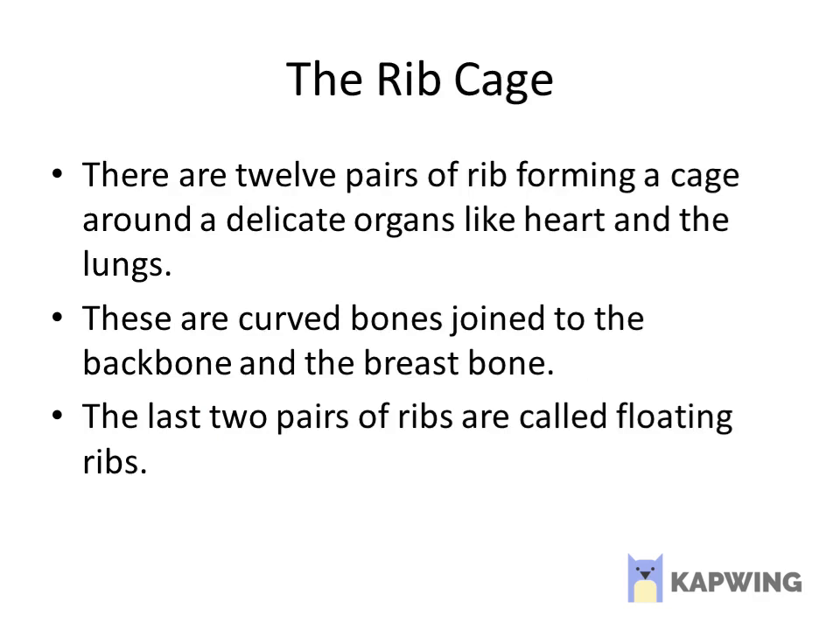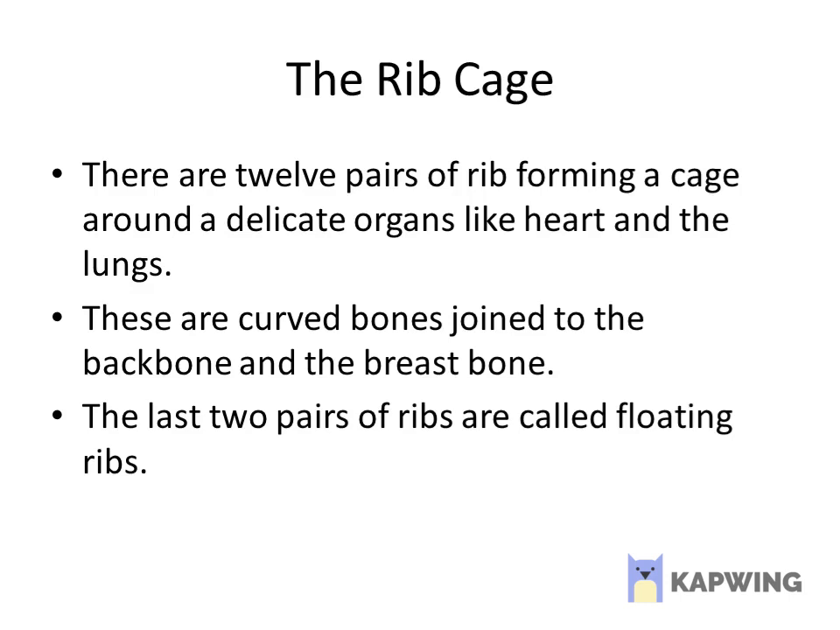Next one is the rib cage. There are 12 pairs of ribs forming a cage around the delicate organs, heart and lungs. As you see in the figure, there is a cage. These are curved bones that are joined to the backbone and the breastbone.